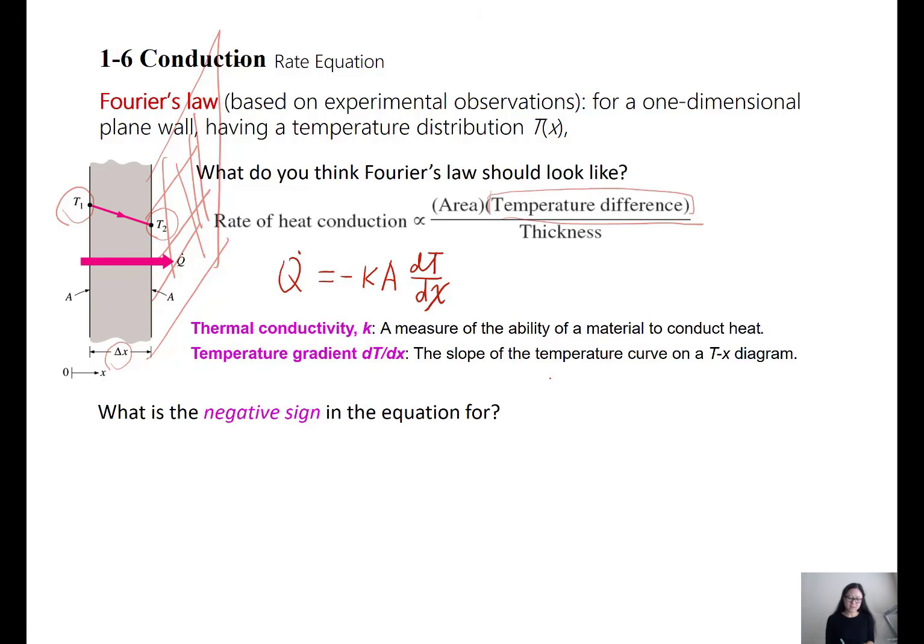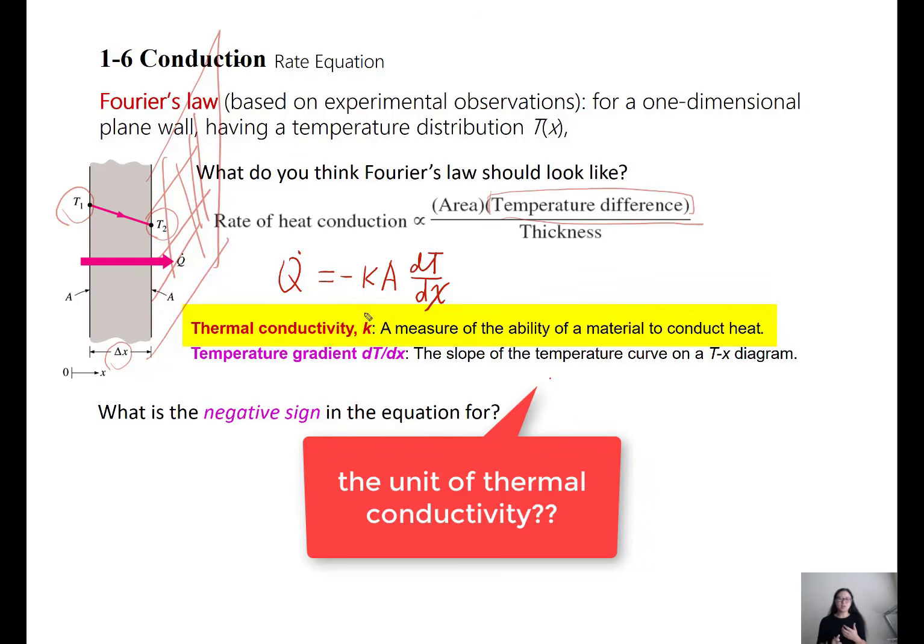Here this k, we call it thermal conductivity. It represents how well this material transfers heat. So thermal conductivity is a property of the material. Each material has its own thermal conductivity. What is the unit of thermal conductivity?